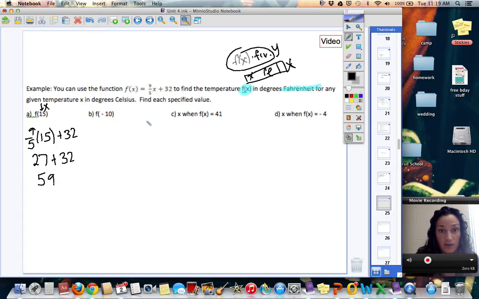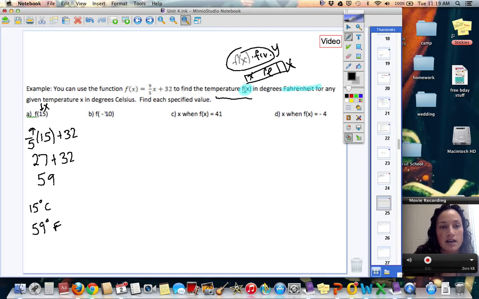So find a specific value, and it should also say, what does each mean? What this means is that if I have something that's 15 degrees Celsius, that same thing is 59 degrees Fahrenheit. These are the same. So you can switch it.